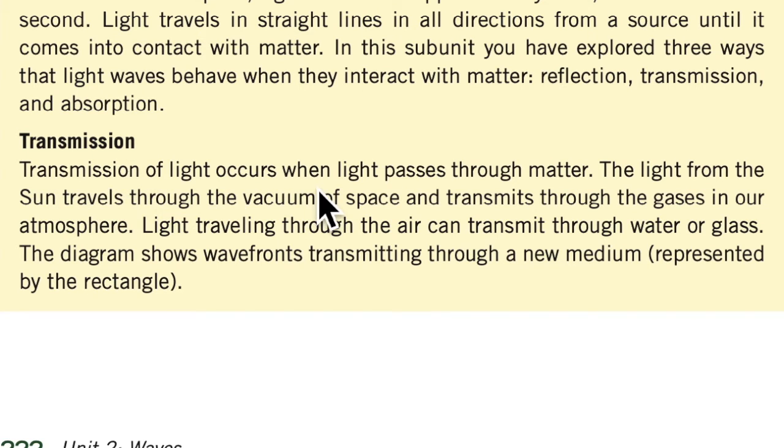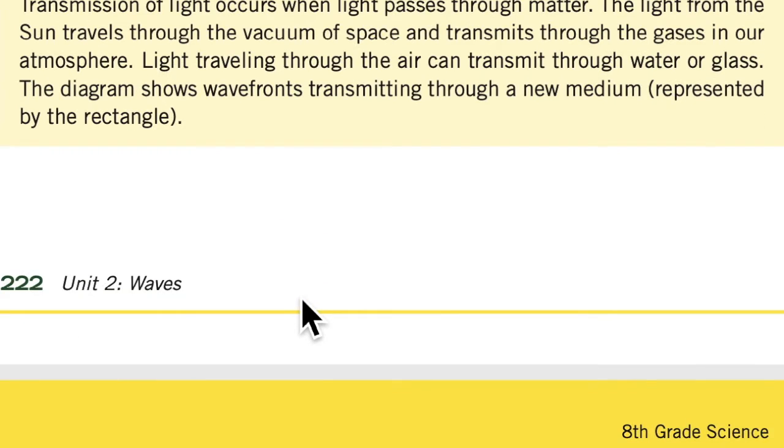Transmission. Transmission of light occurs when light passes through matter. The light from the sun travels through the vacuum of space and transmits through the gases in our atmosphere. Light traveling through the air can transmit through water or glass. The diagram shows wave fronts transmitting through a new medium, represented by the rectangle.